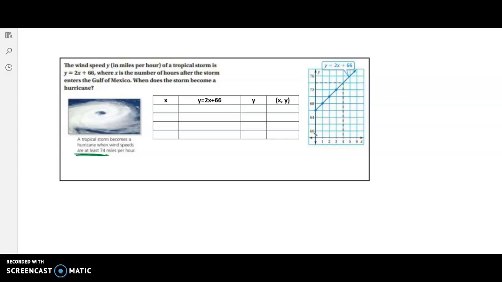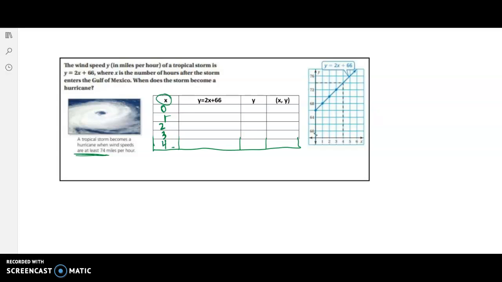So if we didn't have a graph, what we're going to do is plug in some points for our x. We're going to plug in 0 because we can't have negative hours, but we can have a starting point. So right as the storm hits, it could be a hurricane. Then 1 hour after the storm hits, 2 hours, 3, and I should have added one more for you, so let's add an extra box and let's do 4 hours.